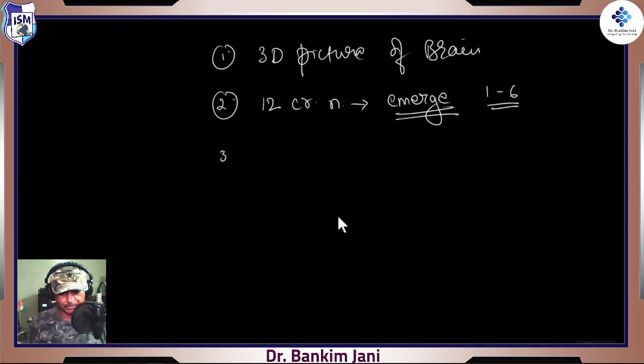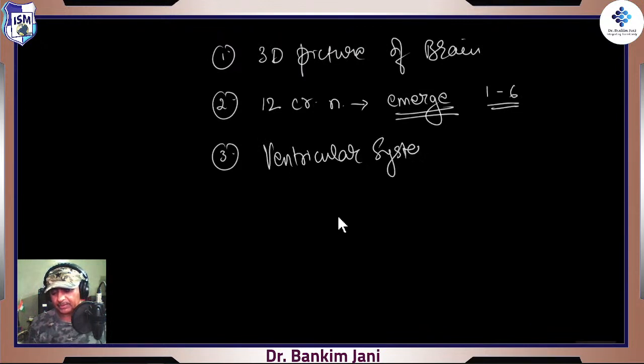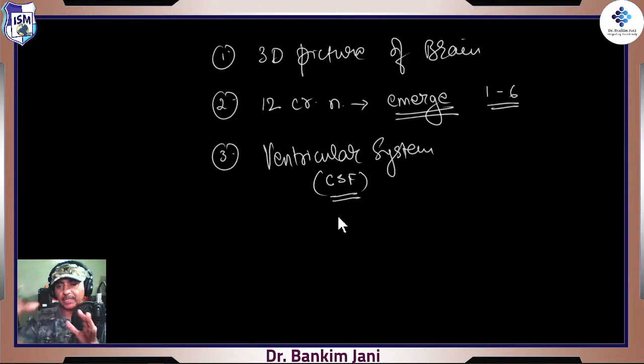And the third and most important thing: we'll study everything with respect to a structure, and that structure is the ventricular system. A ventricle means a container which consists of some fluid. Over here, we are talking about CSF, cerebrospinal fluid. So instead of straight away jumping on, okay, this is the cerebrum, this is the cerebellum, no. What we'll try to do is see the ventricular system and then recreate the structures one by one, and then we'll correlate everything.